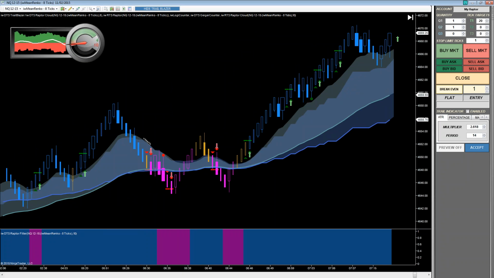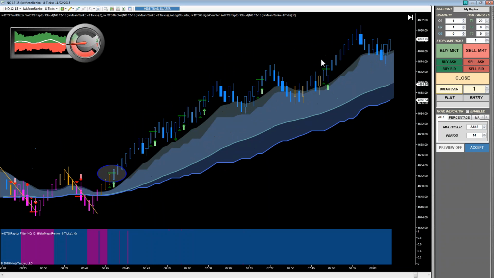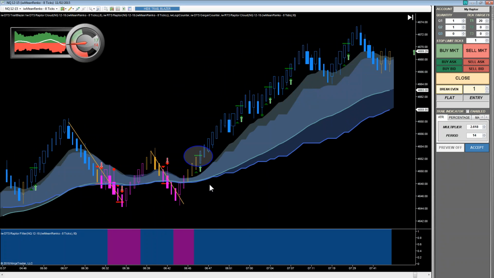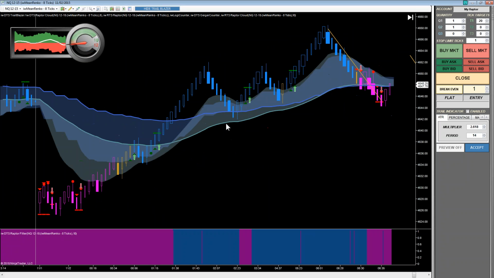See, here's another double pullback. The market comes out. So I'm not really paying attention to these extra signals that are all printing here. You see that? I'm focusing on the high probability signal. Another double pullback. And here's the signal.